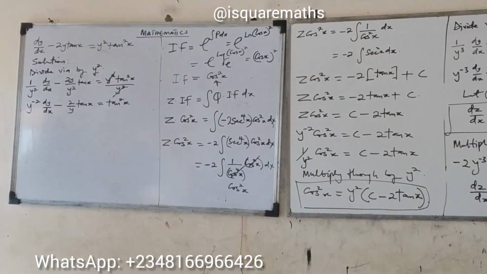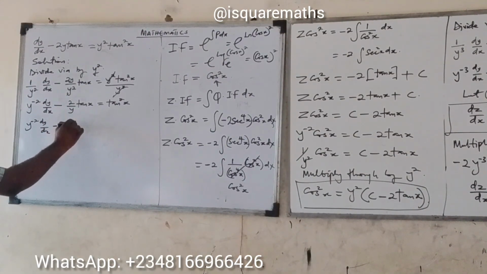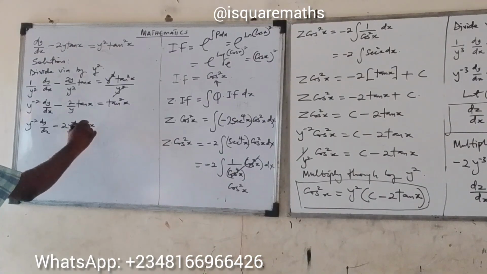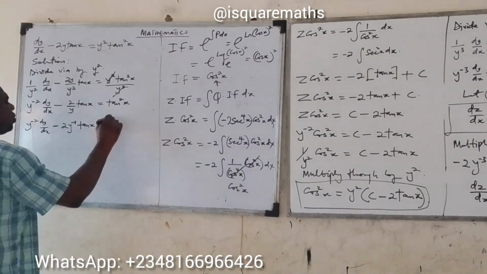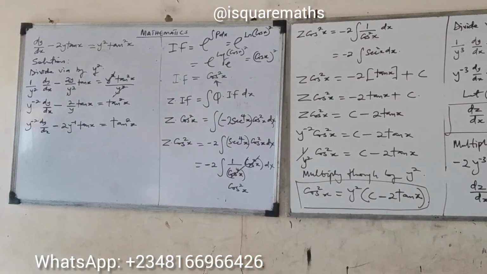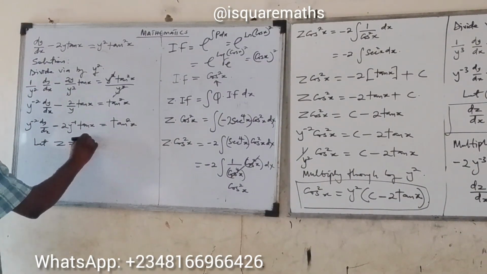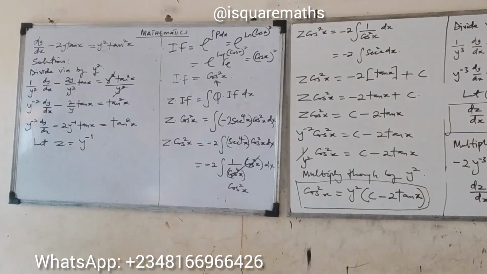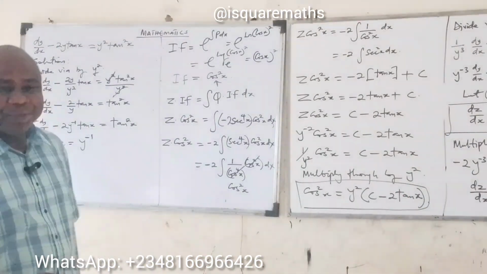Now this is the same as saying y raised to the power of minus 2, dy/dx, minus 2y raised to the power of minus 1 tan x is equal to tan squared x. So here we'll just pick this value. We'll say let z be equal to y raised to the power of minus 1.